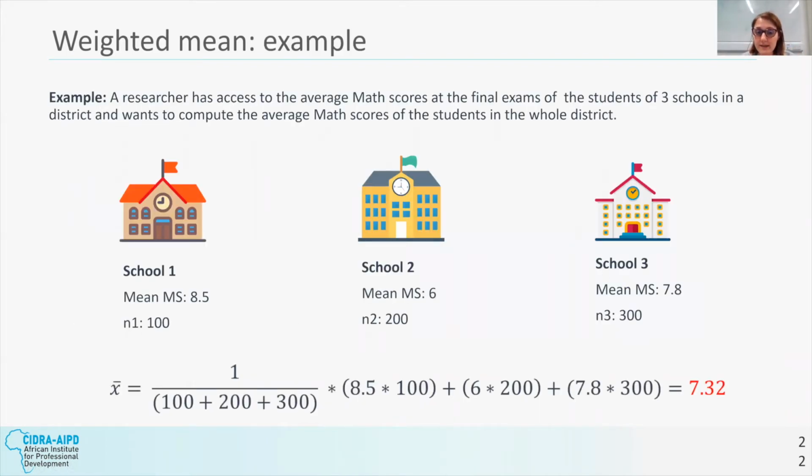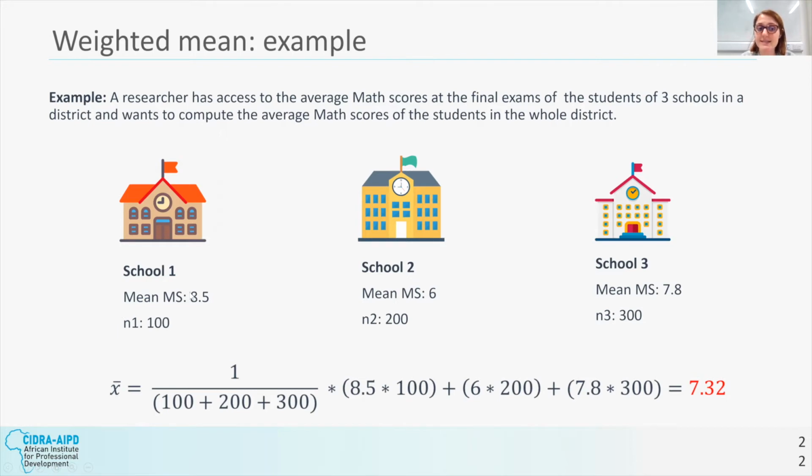So now we are going to continue our quest of measuring the average math score of the district. In this district, there are 3 different schools. We have school 1 with a mean math score of 8.5 and 100 pupils. We have school 2 with a mean math score of 6 with 200 students. And then we have school 3 with a mean math score of 7.8 and 300 pupils.